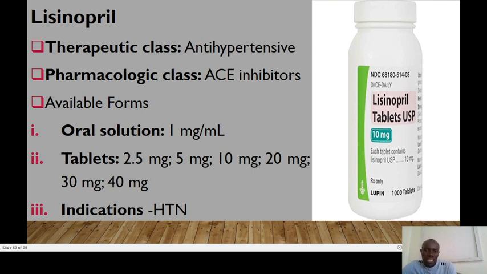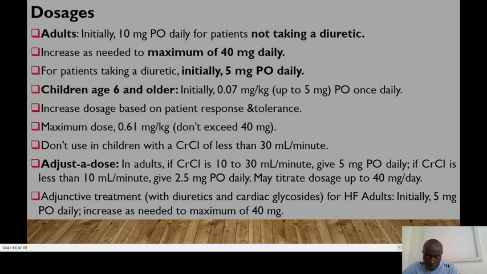Therapeutically, this is an antihypertensive, and pharmacologically, it's an ACE inhibitor, angiotensin converting enzyme inhibitor. We have different formulations available, including oral formulation, the tablets. It's majorly indicated for hypertension. In terms of dosages, initially you could give 10 milligrams per oral daily for patients not taking a diuretic, then increase as needed to a maximum of 40 milligrams daily. For patients taking a diuretic, you have to start with a lower dose of about 5 milligrams per oral daily.